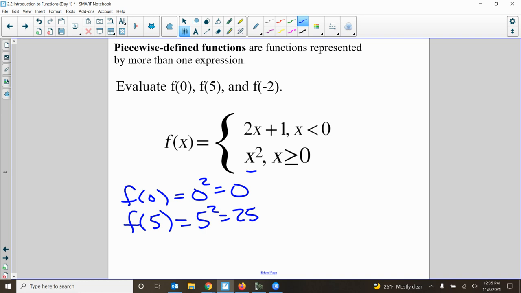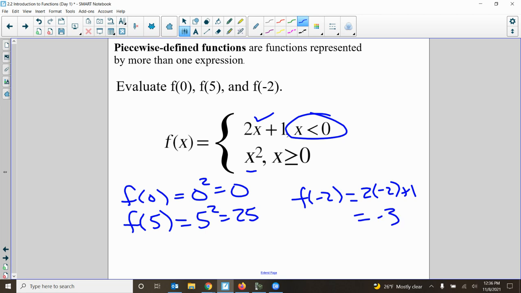But how about f of -2? Now you're going to follow the top one. Did you guys do these in Algebra 2? Piecewise defined? A little bit. So f of -2, now you're going to follow this rule. How do you know which one you're going to follow? Because it says x is less than 0. Isn't x less than 0? Yeah. But for 0 and 5, it was greater than or equal to 0. Okay, got it. So now it's 2 times -2 plus 1, which is -3. So 0 and 5 follow the second rule, whereas -2 follows the top rule.